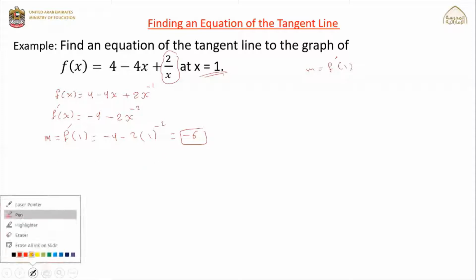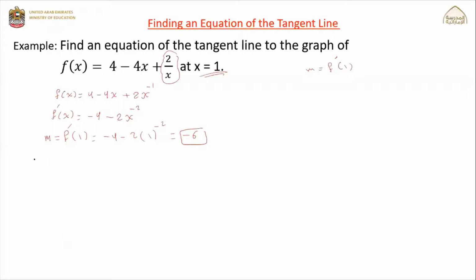Now, what about the tangent point? The tangent point here, I have x equal 1, so I must find the value of y. The value of y is f of 1. So it's 4 minus 4 times 1 plus 2 over 1. And the result here is 4 minus 4 is 0, plus 2, it's 2. So the tangent point now is (1, 2).